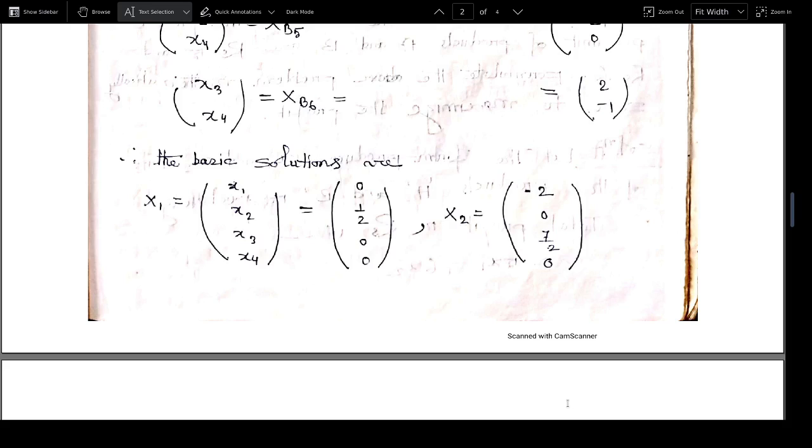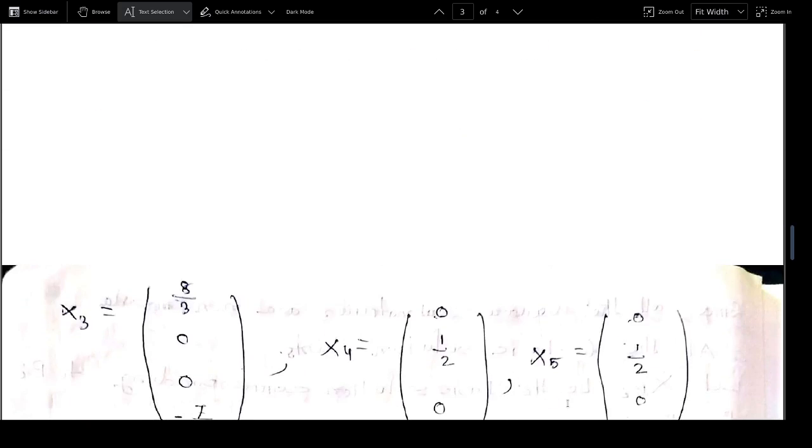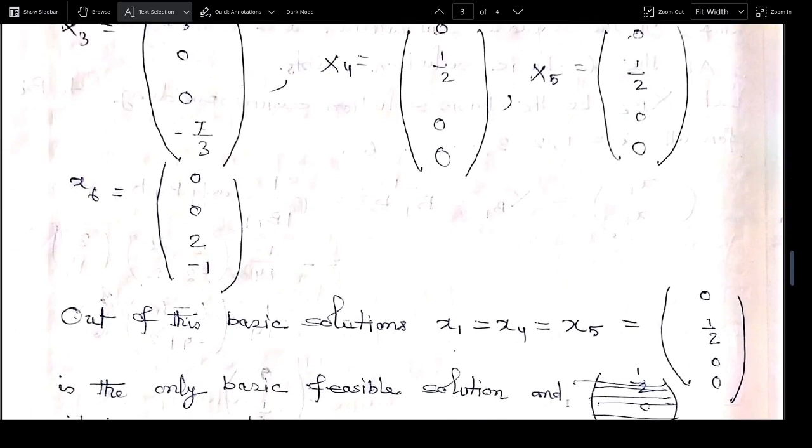Right? So here the question is given: find all the basic solutions. So you will find the solutions x1, x2, x3, x4, x5, x6. Next question is given: also find basic feasible solutions. Basic feasible solution, here you see which values are common: x1, x4, then x6. So this is the only basic feasible solution. So this is the complete solution.